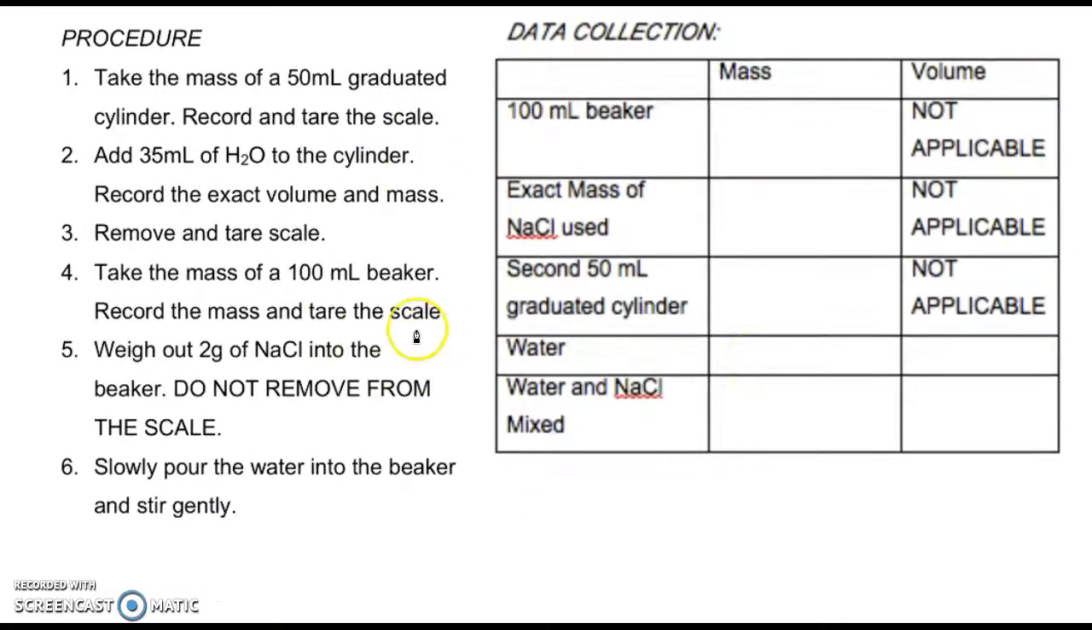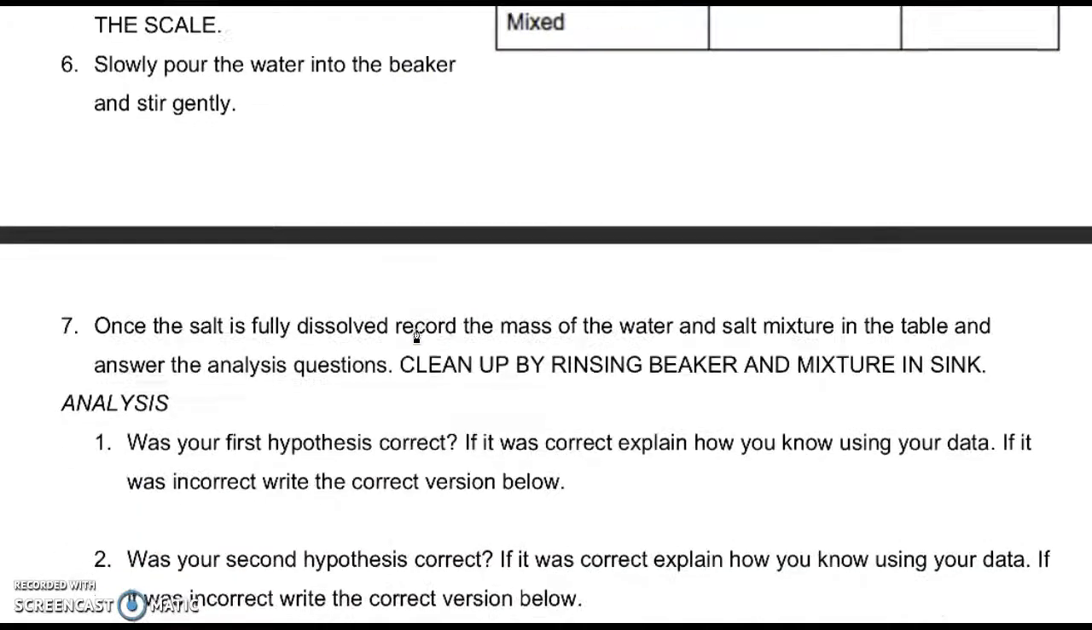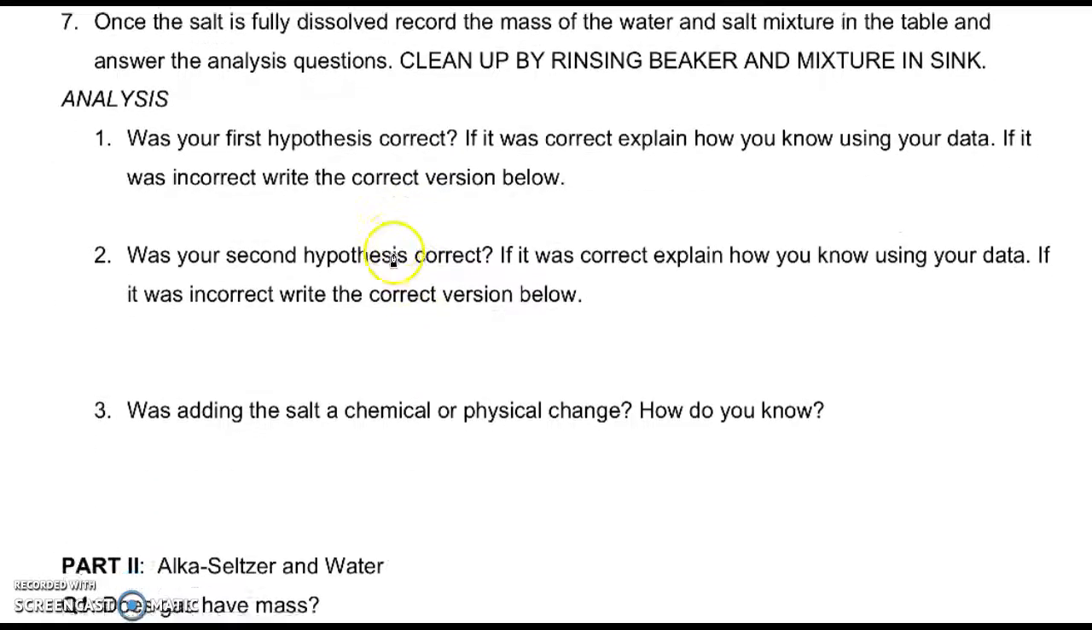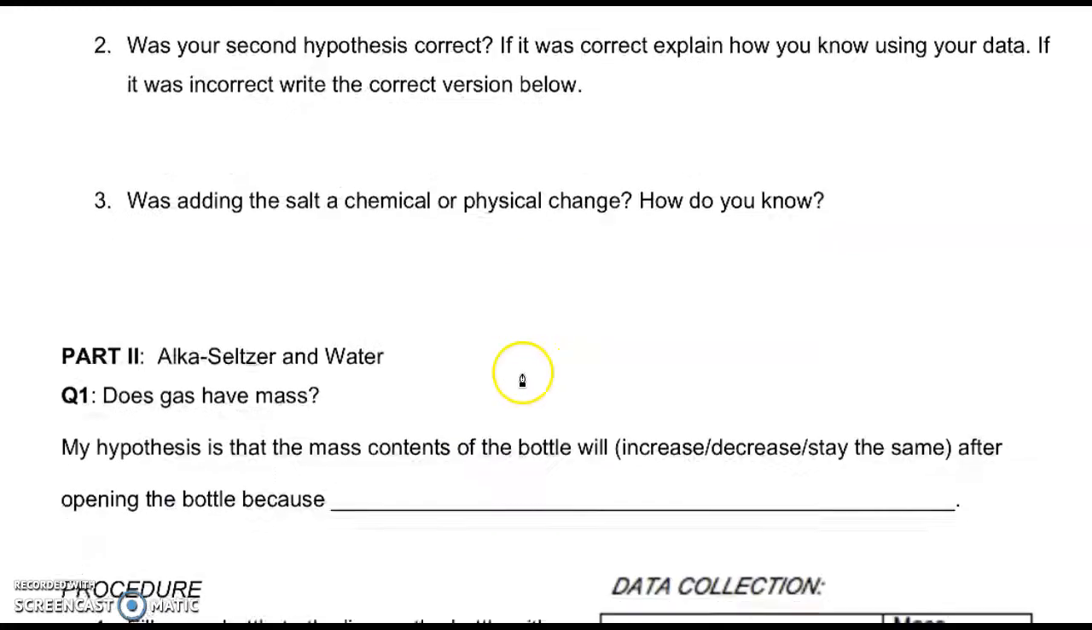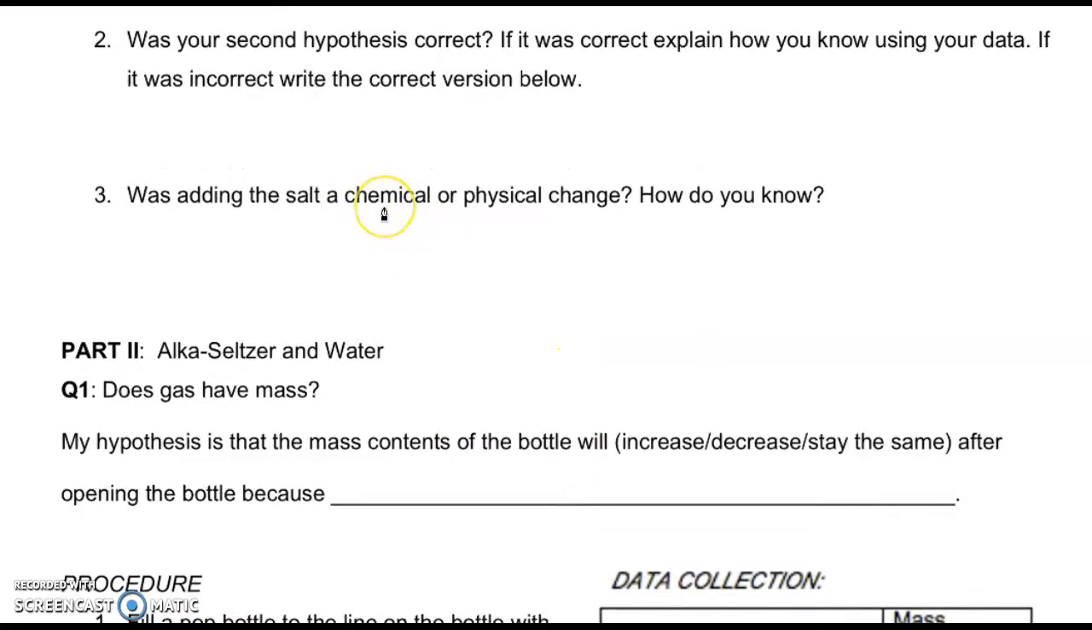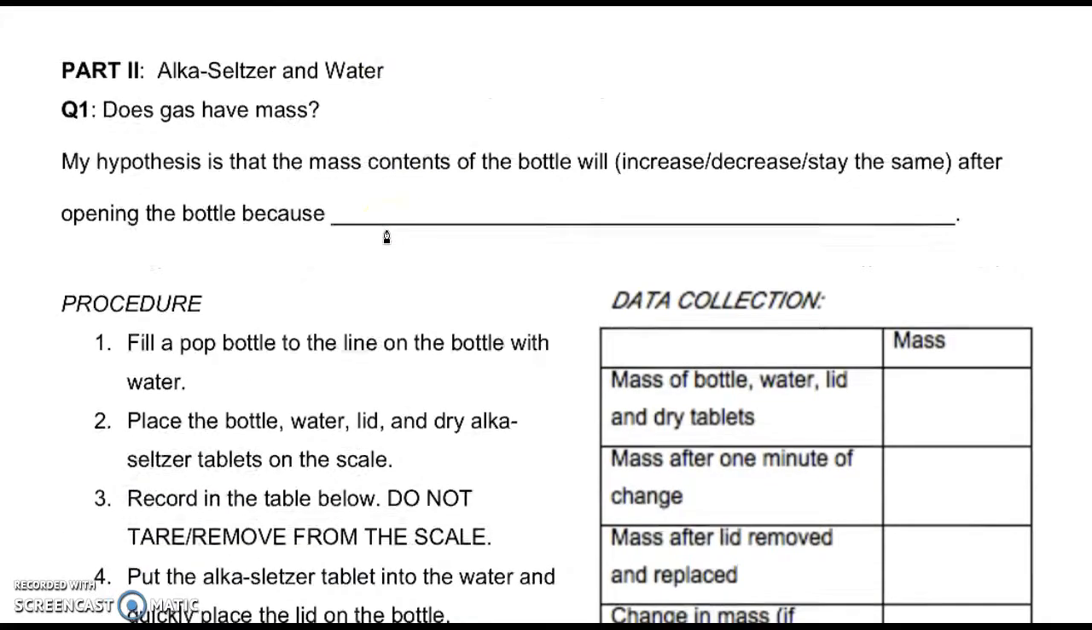There's a procedure here if you're just following along with the lab at home. Analysis: look at your two hypotheses and answer it. Chemical or physical change: what you're deciding is, was there a chemical reaction? Physical change is, are they separate? Is it a mixture, or did they become one thing when you mixed them? The main idea is you're looking for what would be evidence of a chemical reaction.